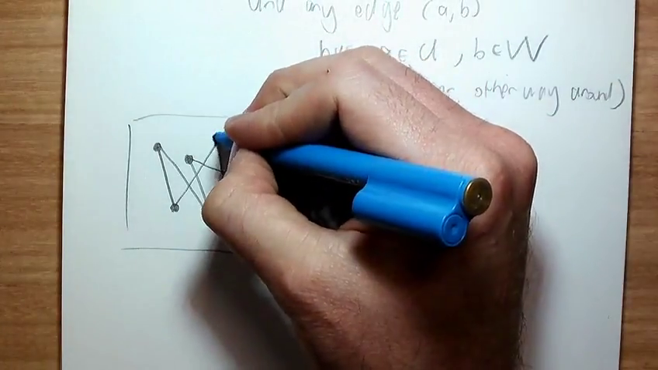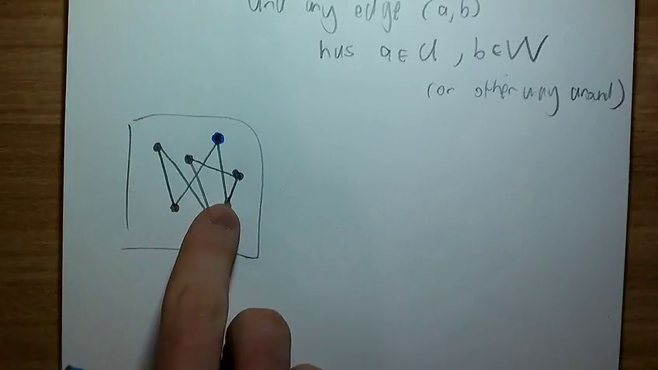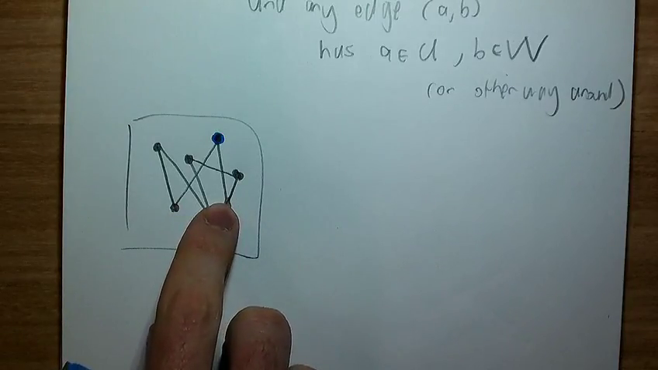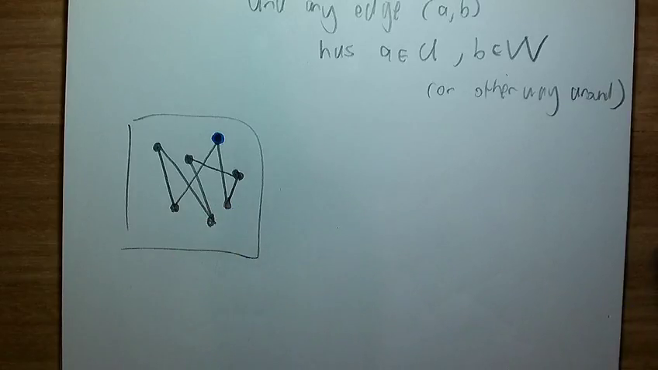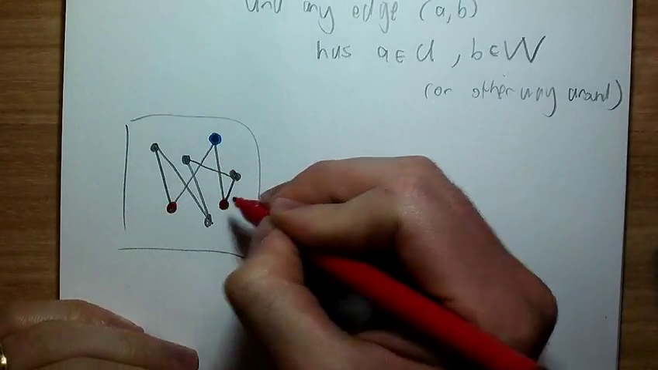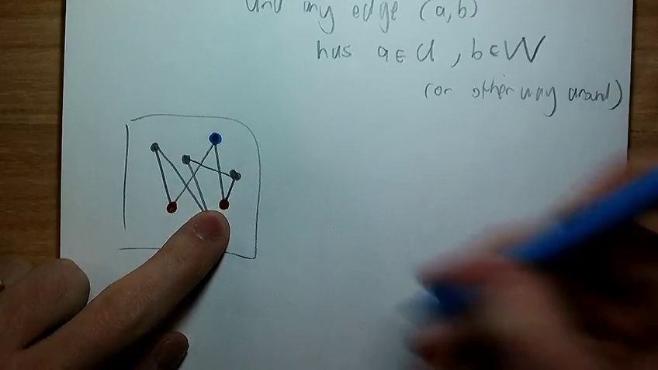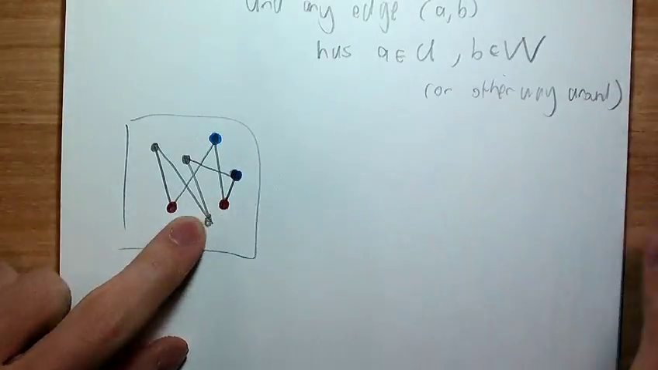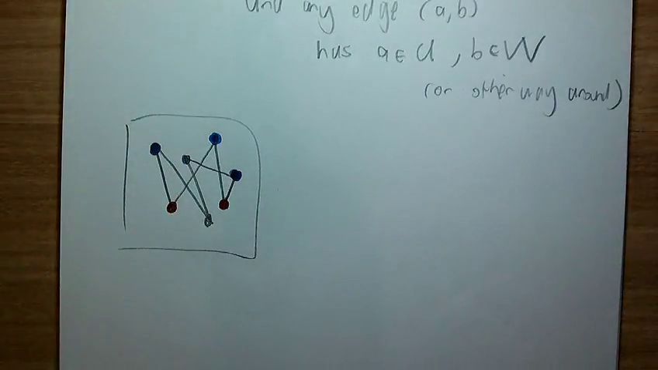So this vertex here, these two can't be in the same part. The bipartite graph has two parts. That's what the bi means. So these two have to be in the other part because they're connected to this one. Basically it's saying that if they're in the same part, they're not allowed to be connected to each other. Okay, so this one's connected to that one, so that's in the other part. This one's connected to that one, so that's in the other part. All right?